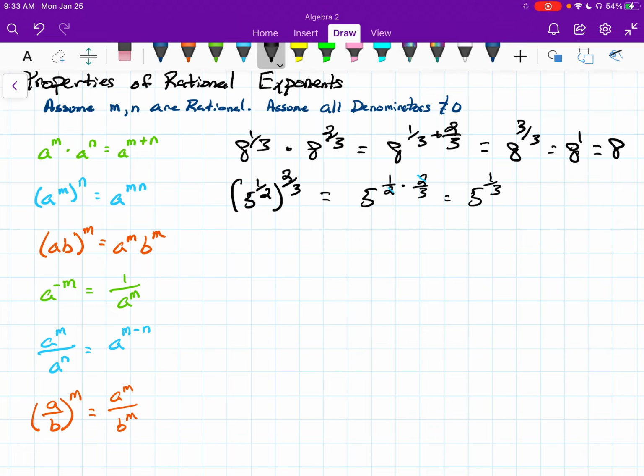Next up, let's say we have 4 times 5 to the 1/2. Well, this would be the same thing as 4 to the 1/2 times 5 to the 1/2. Well, we know that 4 to the 1/2 is really the square root of 4, right? So this is going to be 2 times 5 to the 1/2.